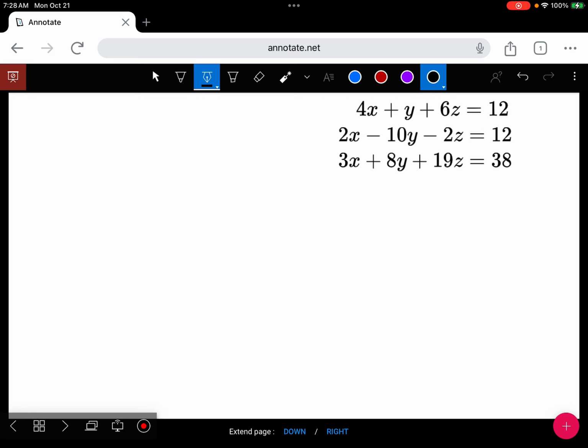So this is our first 3 variable system. So you need to write all 3 of these equations down. We have 4x plus y plus 6z equals 12. And we have our 2x minus 10y minus 2z equals 12. And we have 3x plus 8y plus 19z equals 38.